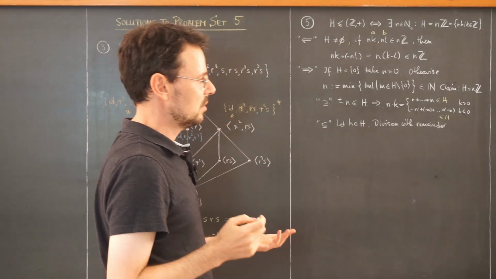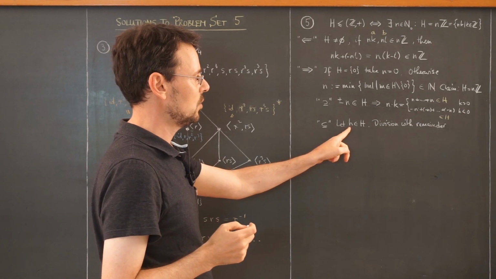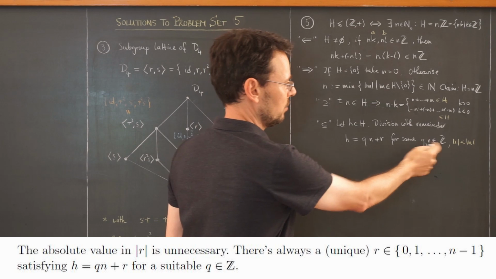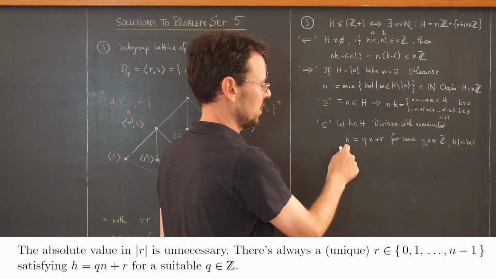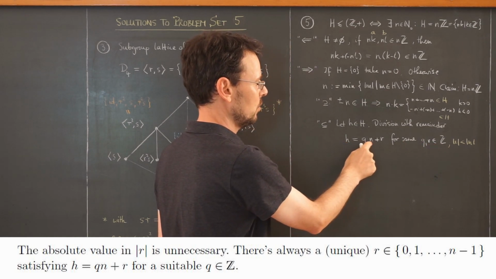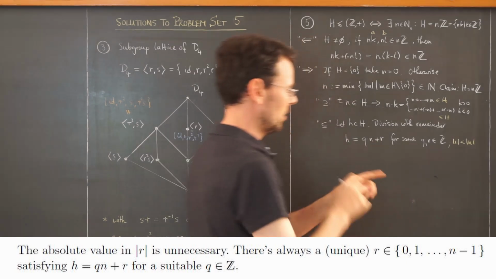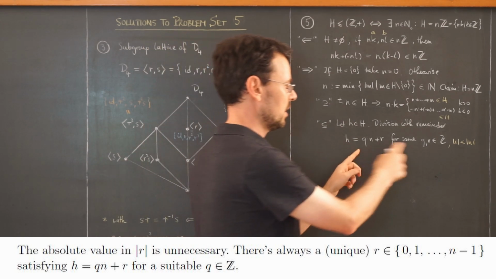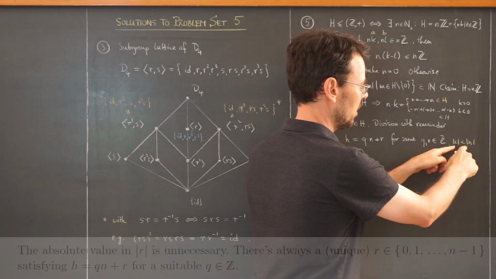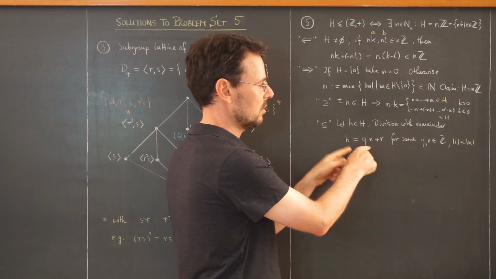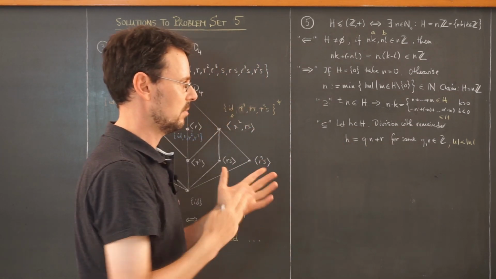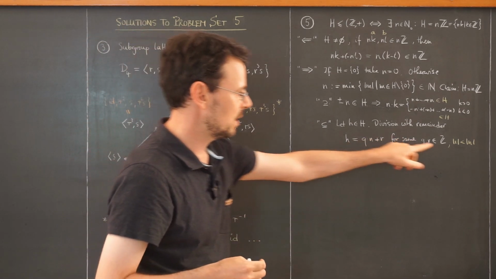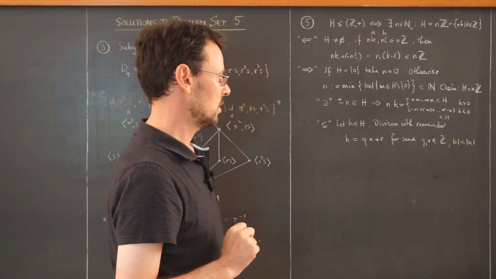But now we are in the integers, so I can divide h by n. This means I will find two integers, q and r, such that h can be written as q times n plus r. I could do this, of course, in many different ways, but I can repeat this process until the absolute value of r is smaller than the absolute value of n. All right? This is just division with remainder, and this remainder satisfies this condition here.